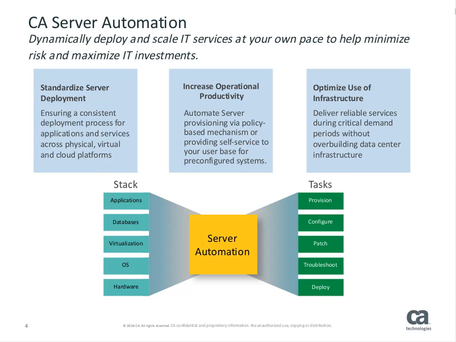So just to recap, the three main areas are standardizing server deployment, increasing operational productivity, and optimizing user infrastructure. Those are the three key facets. And even with the enhancements as we go along, these are the core values that the product brings to the table. We try to align the enhancements that we pick and choose along those lines as well.